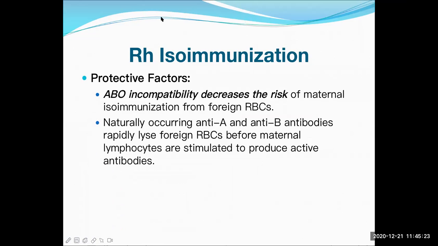Now, there are certain protective factors from Rh isoimmunization. Okay, so what are those? Now see this. Those protective factors are ABO incompatibility. It decreases the risk of maternal isoimmunization from foreign RBC. Why is that? Because they are destroyed quickly. They don't get time to mount that reaction. Now, let me clarify by giving you one example here. If we give B positive RBC in an A negative patient.